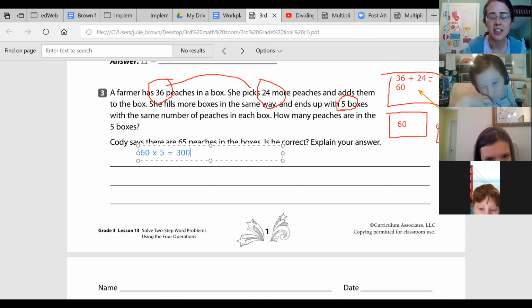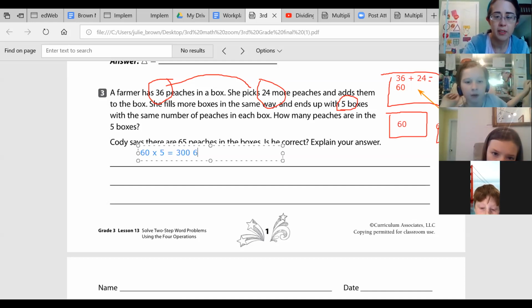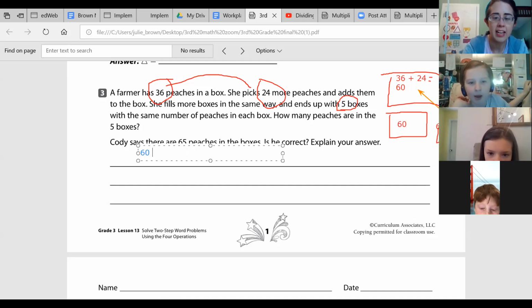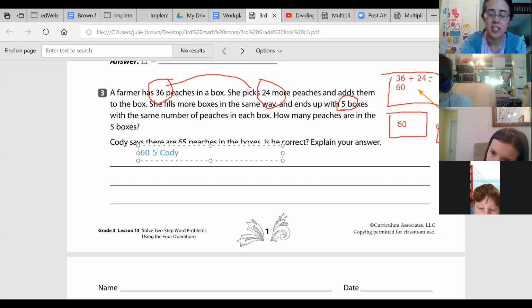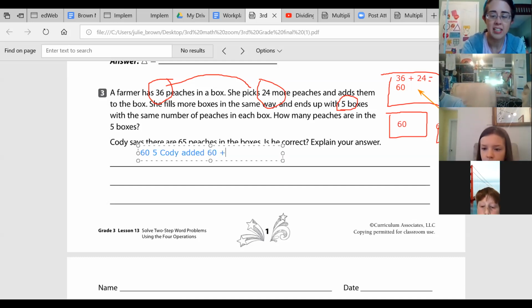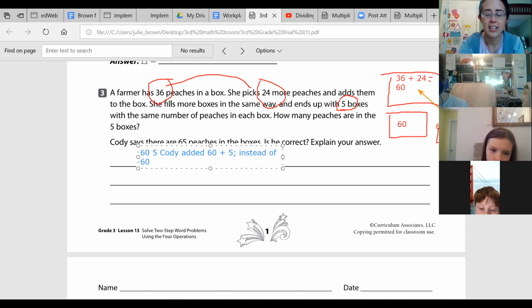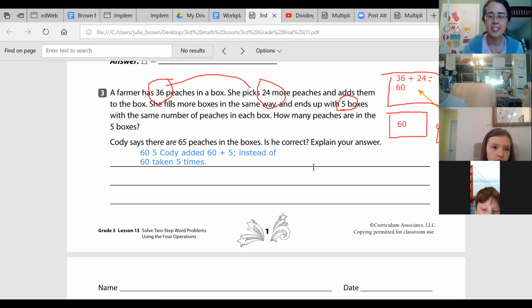All right. Why is Cody incorrect? What did Cody do with the number 60 and the number 5? He added 5. Cody added 60 plus 5. That's why he is incorrect. Instead of 60 taken 5 times. Alrighty, so you guys could copy that down if you don't have something already for your explanation. Yeah, that's pretty much what I said.